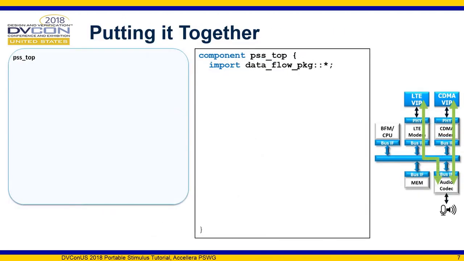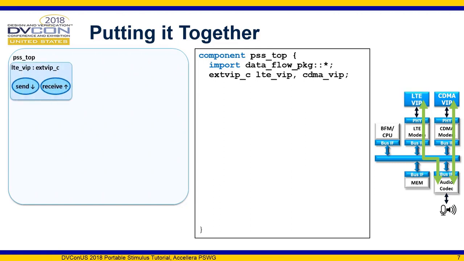So now let's talk about connecting this all together, right? So I have these two modems. I have this one audio codec. I have a choice of which modem to go to. I can do receive and transmits. So how do we tie all this together? We instantiate the two VIPs, one for CDMA, one for LTE. In this model, we're assuming we can use instances of the same VIP to drive both. So that's our LTE VIP.